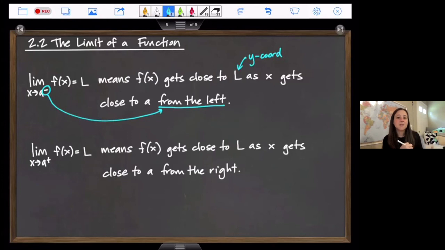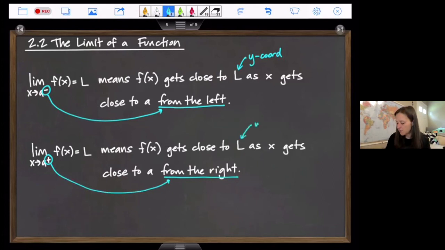And then if I put that positive superscript on the a, the limit as x approaches a from the right, that's what this positive superscript means. That indicates from the right. That means that f of x, or the y values, are getting closer to L. So those are our y coordinates. Okay, so f of x gets close to L as x gets close to a, but only from the right-hand side.